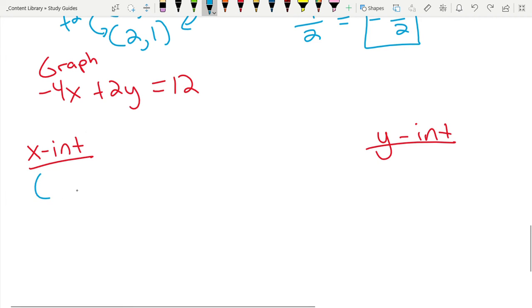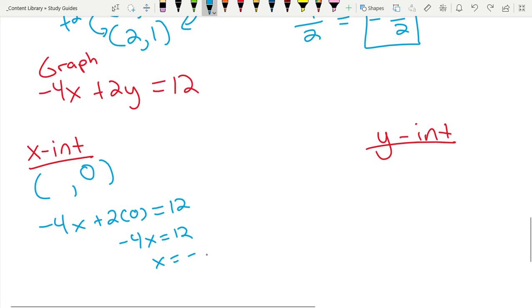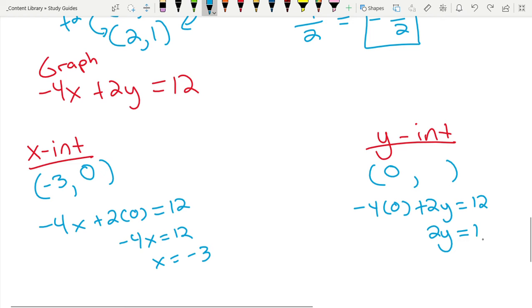So an x-intercept, I'm looking for x, so that means the 0 has to be in the y spot. So we take our equation, we put the 0 in the y spot, and we get negative 4x equals 12, so therefore x is equal to negative 3. So we have our x-intercept. Then we go to our y-intercept. For the y-intercept, I'm looking for y, so therefore the x is the 0. So we have negative 4 times 0 plus 2y is equal to 12. So 2y equals 12, which means y is equal to 6.